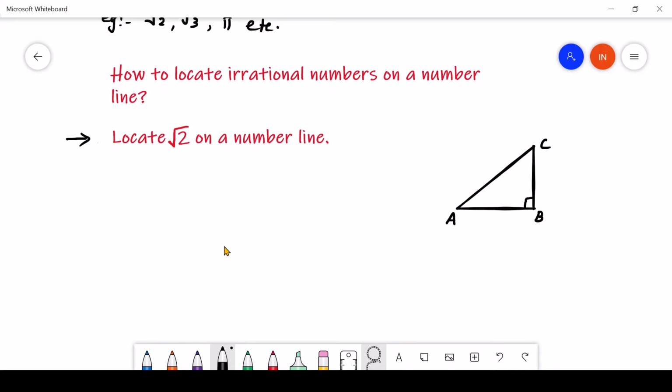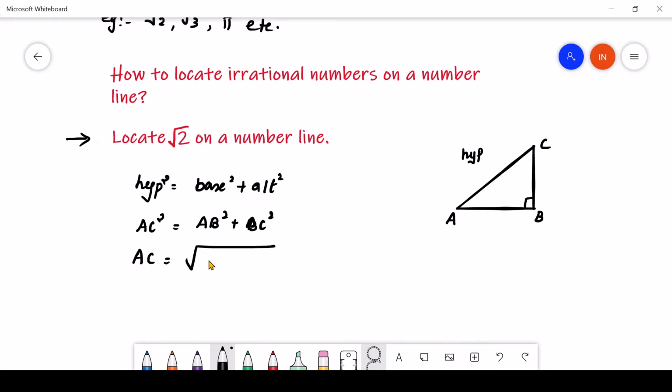So what is the Pythagoras theorem? In this figure, you can see that AC is the hypotenuse. How can you recognize it? Because opposite to the 90 degree angle is the hypotenuse. So hypotenuse square is equal to base square plus altitude square, that you all know, right? Here altitude is BC, AB is the base and hypotenuse is AC. So we can substitute: AC square is equal to AB square plus BC square, and from this we can write AC as the root of AB square plus BC square.